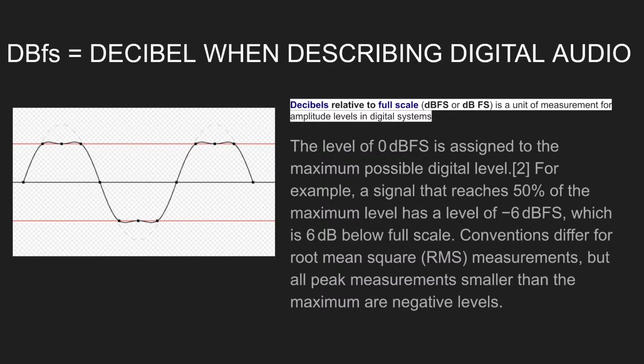For example, a signal that reaches 50% of the maximum level has -6, and that's really counterintuitive for us, but it's because of the logarithmic scale again. It's not like -50 is half because the total is 100. It couldn't be so easy because of mathematics.